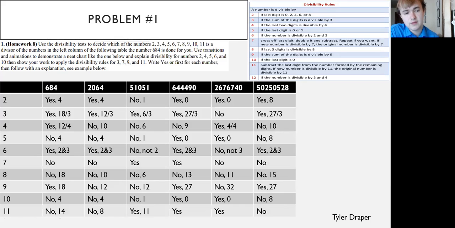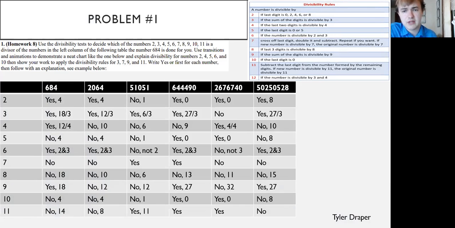For 4, you add up the last two numbers. 8 plus 4 is 12, and 12 is divisible by 4. 5, it's not divisible by 5. That one's pretty simple. If the number ends in 5 or 0, it is divisible by 5. To determine number 6, it has to be divisible by both 2 and 3. This number is, therefore it is divisible by 6.